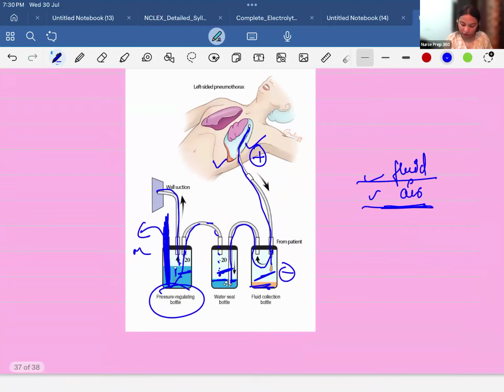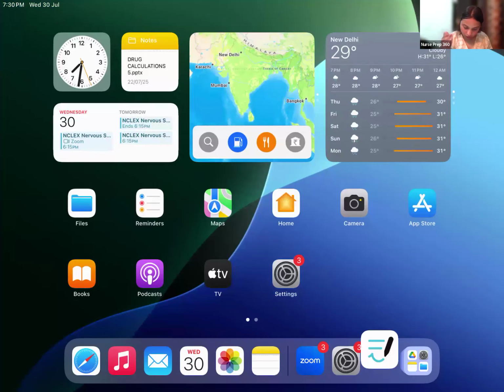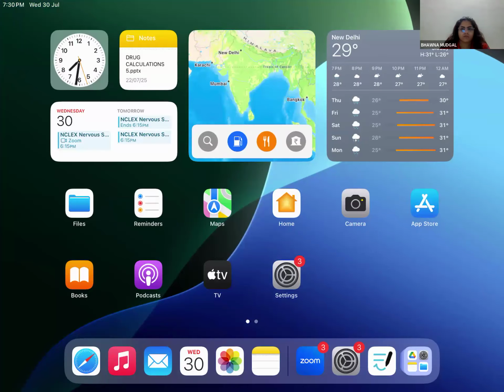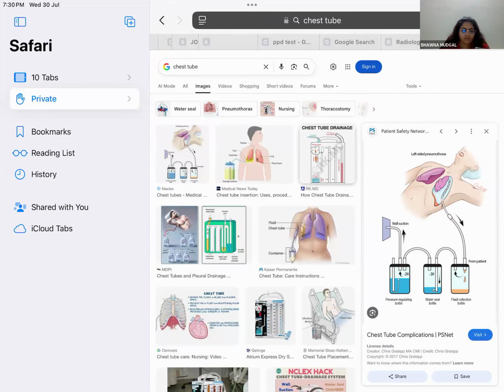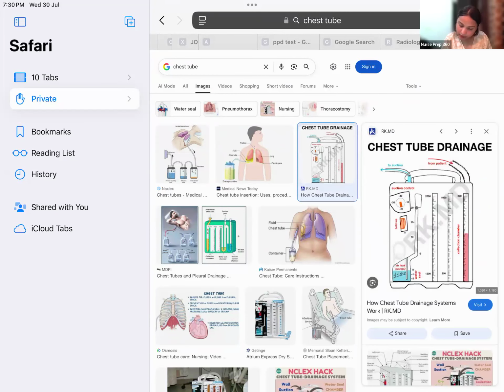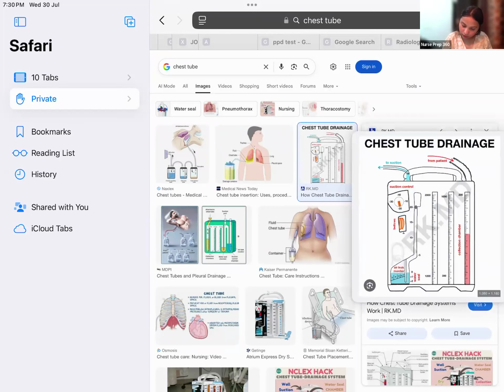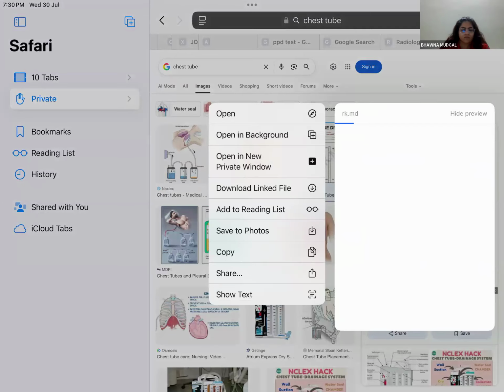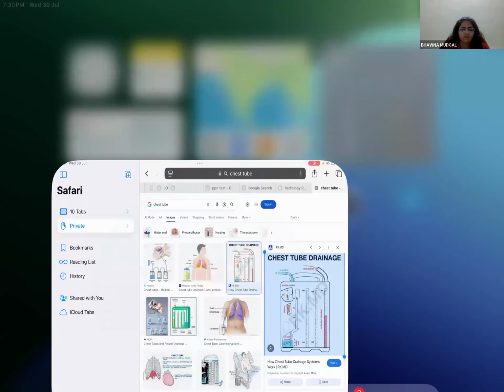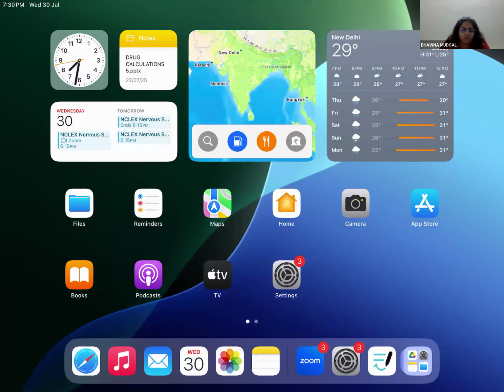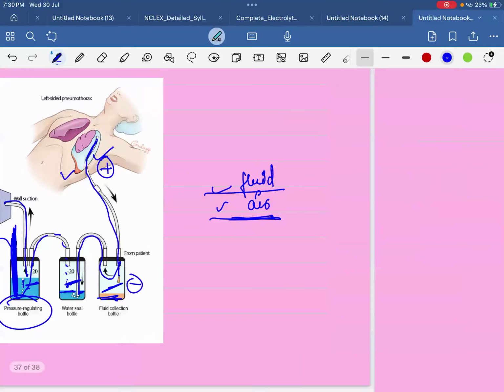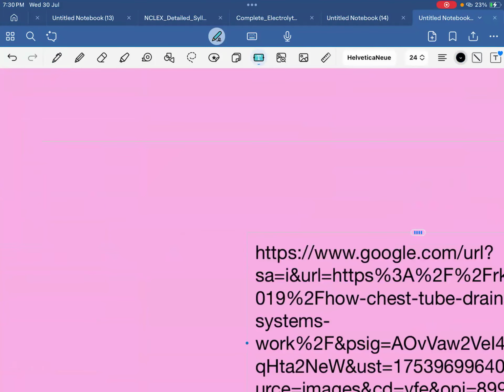Let me show you how a modern chest tube looks now. This is a modern chest tube.